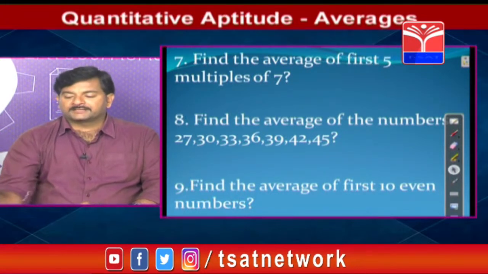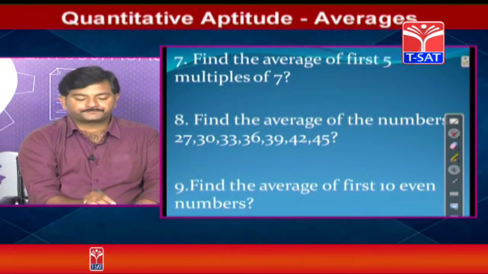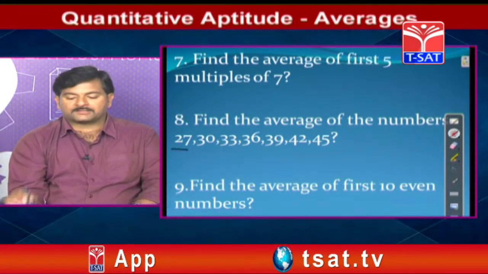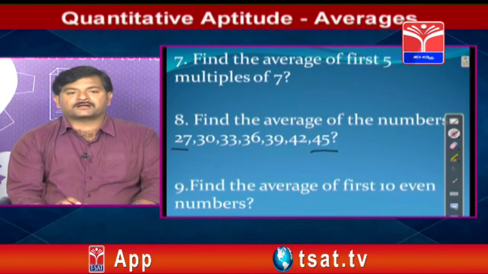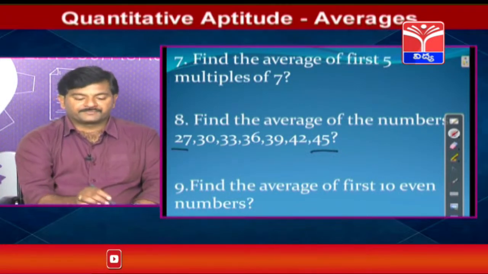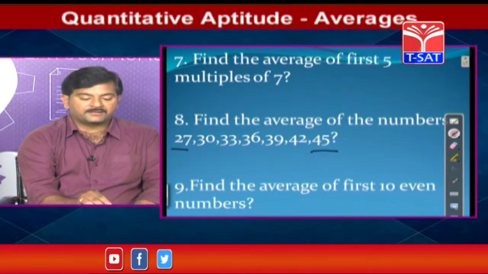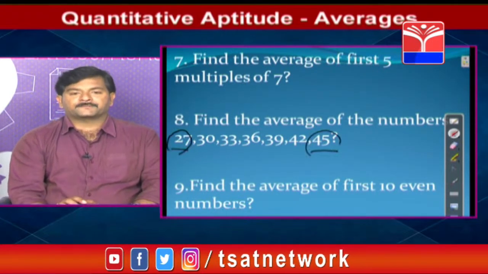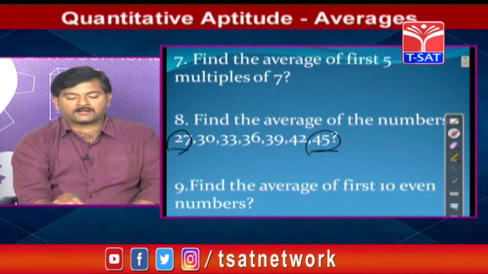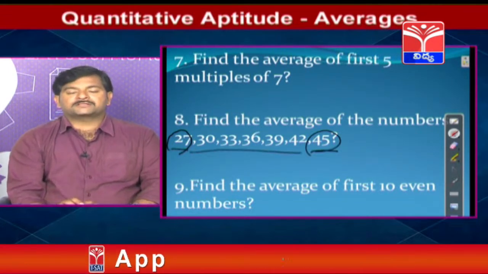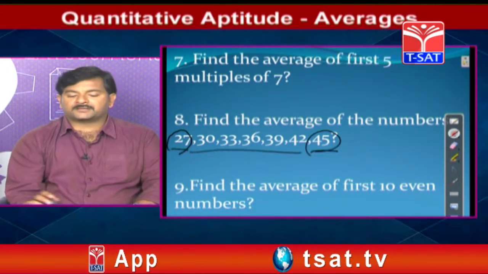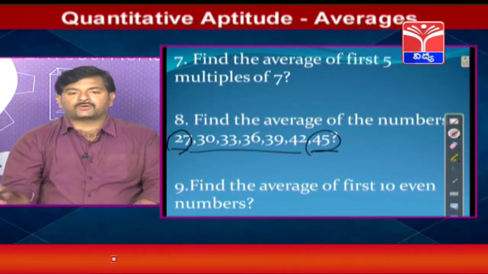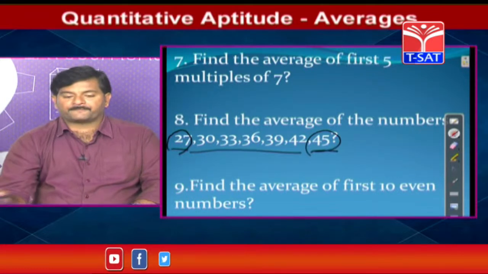See, observe here. Can I say in this case also all the observations differ by a constant term? Yes. So here what is the first number? 27. What is the last number? 45. Okay. They all differ by a constant term. Since all these differ by a constant term, the formula is first number plus last number by 2. That is 27 plus 45 by 2.